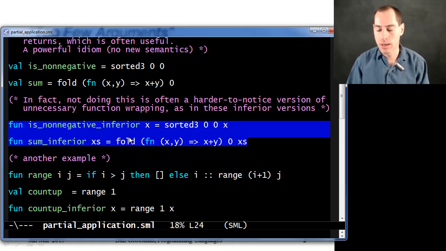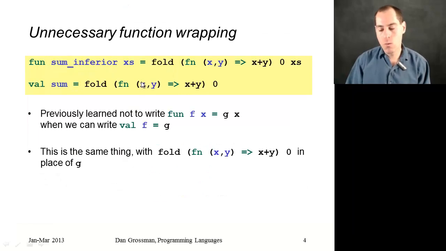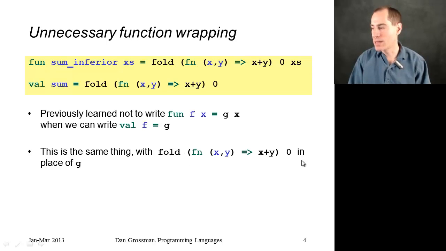And in fact, if I go back to the slides here quickly, the reason why this second version is really the same as the first version is actually something we've seen before, just a little bit different. This top version is just unnecessary function wrapping, right? We have seen before that we shouldn't write fun f x equals g of x when we can just write val f equals g. Well, it's the same thing here, except instead of just having a variable g for the name of the function, we have the function that you get by calling fold with this anonymous function and 0.